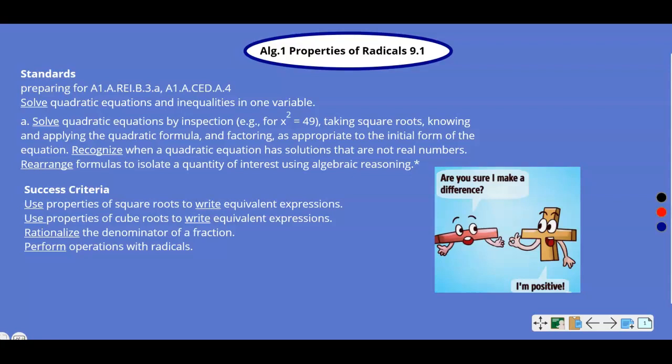Today we're going to be looking at properties of radicals. So a radical is like a square root or a cube root. Here are your state standards that go with this lesson. Below you'll see your success criteria.